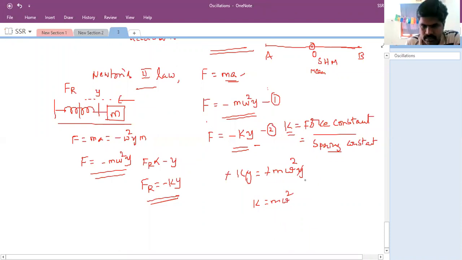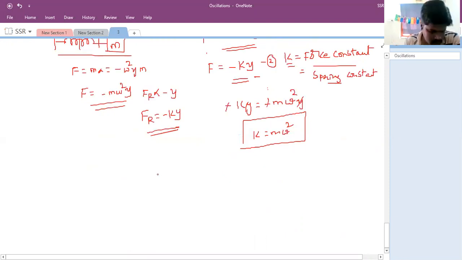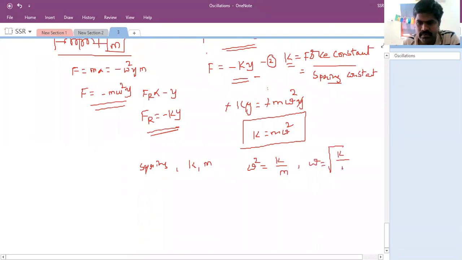Okay. This is the relation. Then here, if you know the k and m for a given spring, if you know the spring constant and mass of a block, then you can find the omega. That is omega square is equal to k by m. From this, omega is equal to root k by m. Are you clear on this? Angular velocity in terms of spring constant or force constant. This is a new relation.